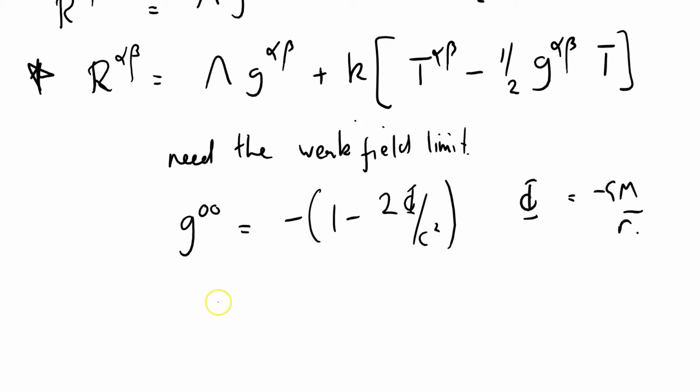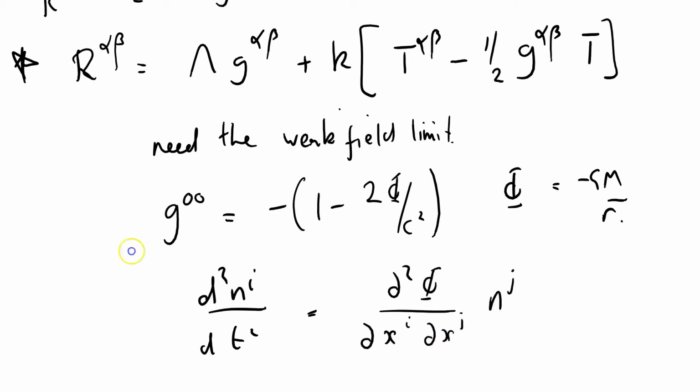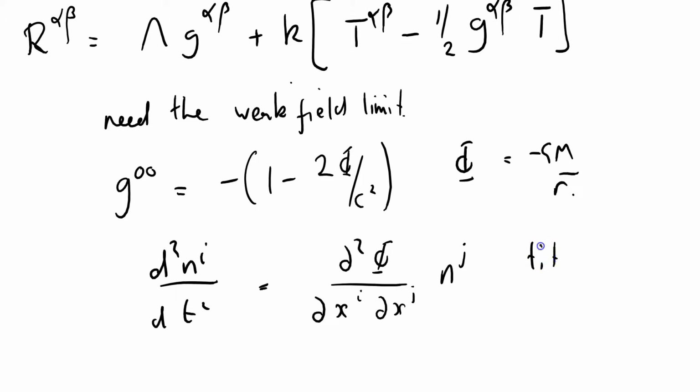Okay, so what else have we got? Well, we need the tidal equation: d2 n^i by dt squared equals, see if I can get this right, the second derivative of phi, d^2 phi by dx^i dx^j, times n^j. And that was the tidal field equation.